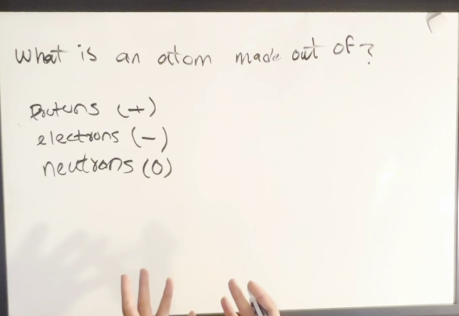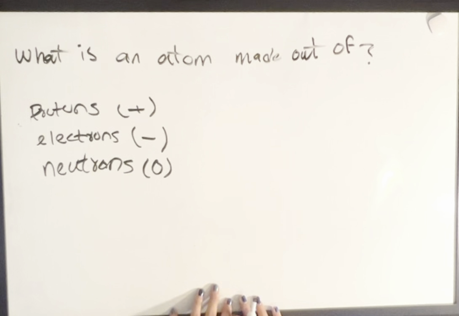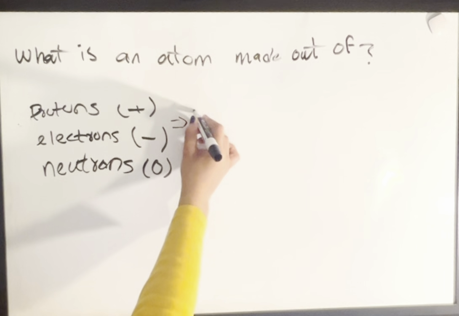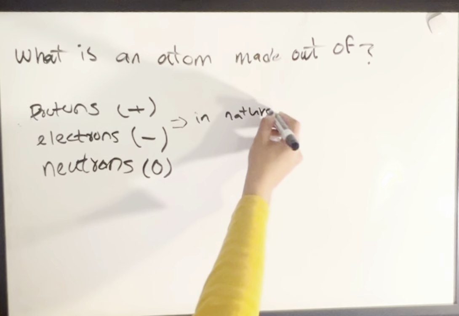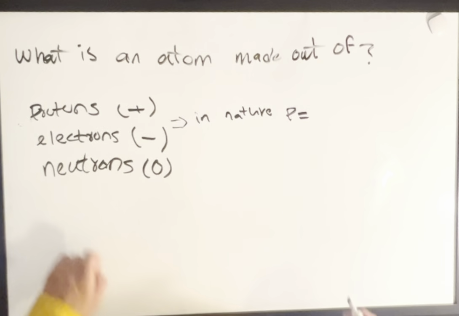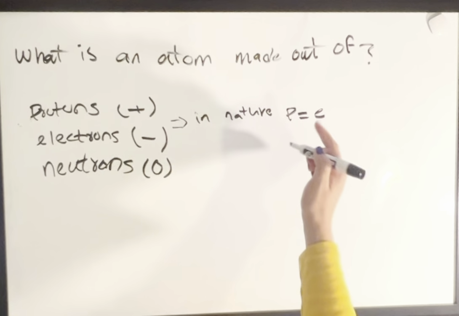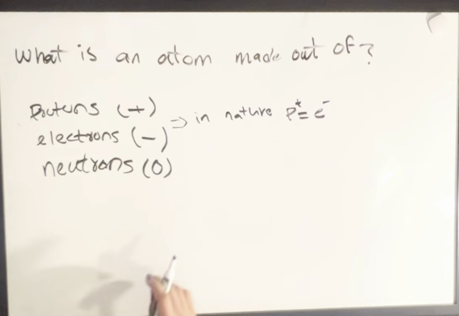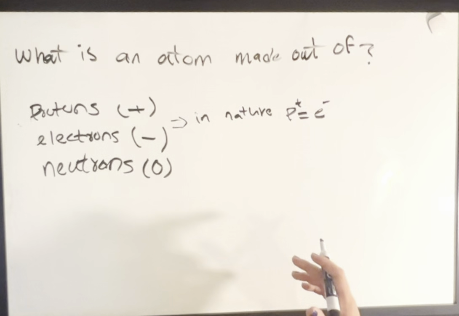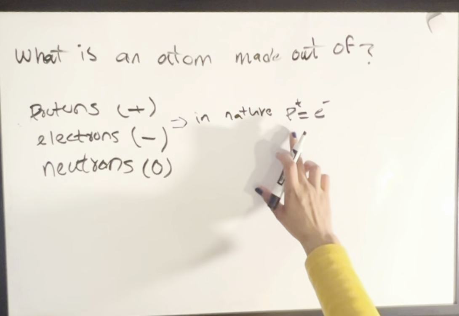Okay, how do we find the number of protons and electrons and neutrons in an atom? Whenever we have an atom that's in nature, the number of protons and electrons are equal to each other in nature. Instead of protons, I'm going to use P, and instead of electron, I'm going to use E, and I'm going to put the charges on top of them, positive, negative. In nature, protons and electrons are equal to each other, meaning that if I have 10 protons, I should have 10 electrons.